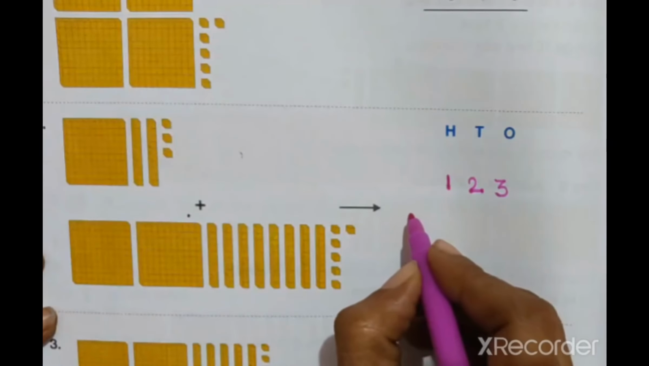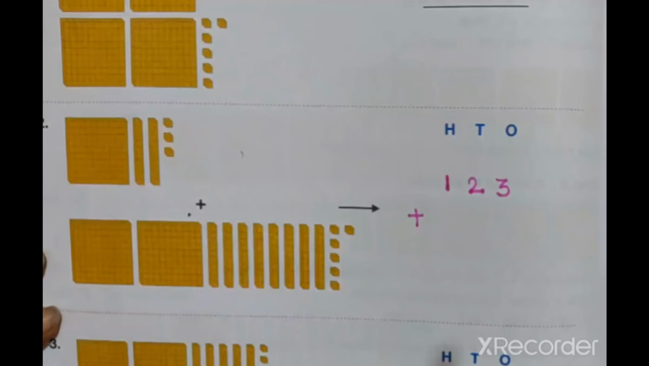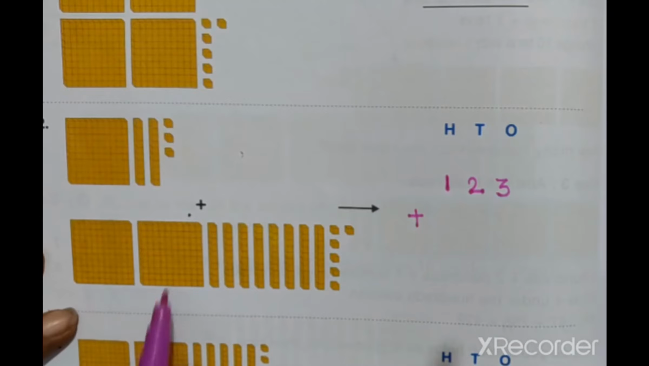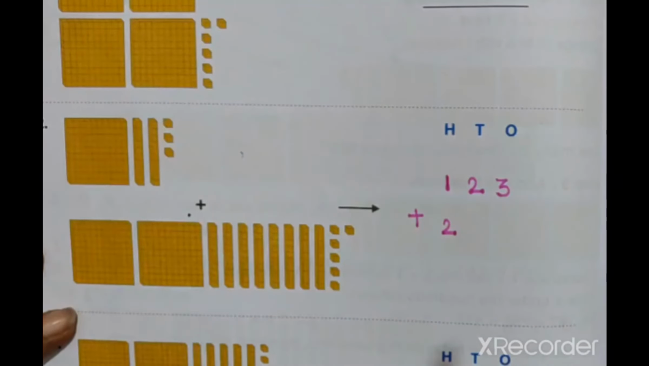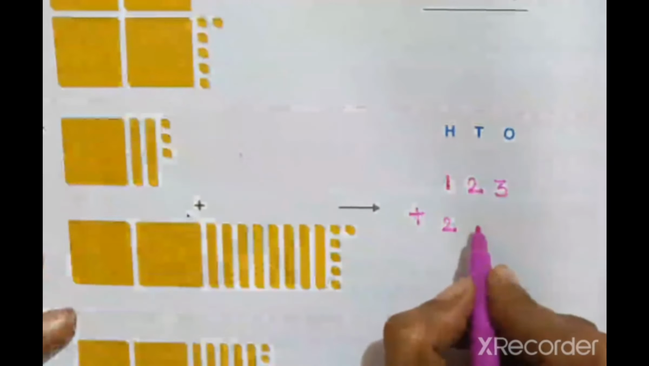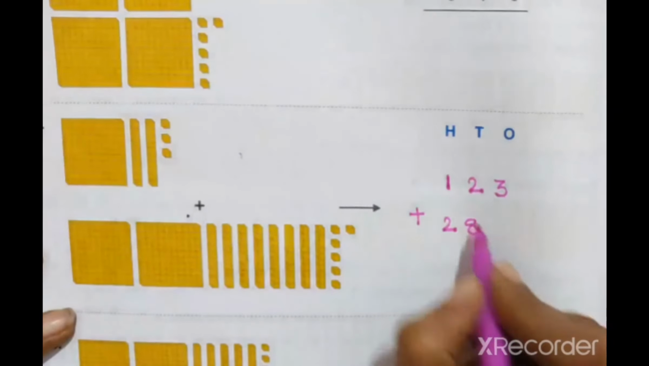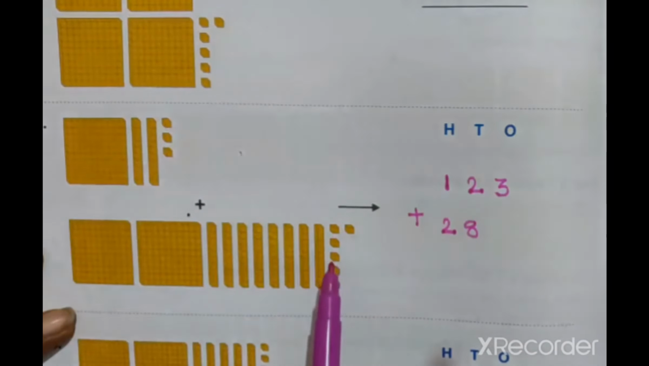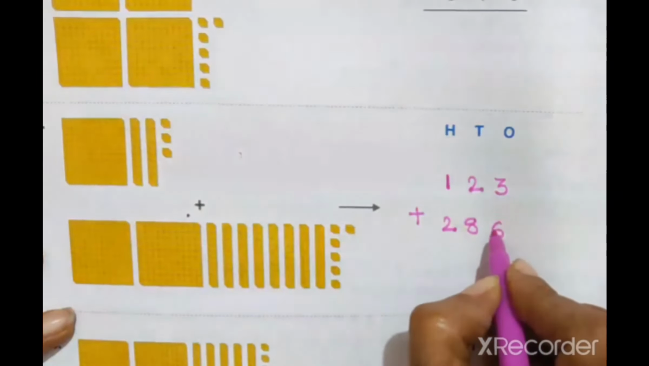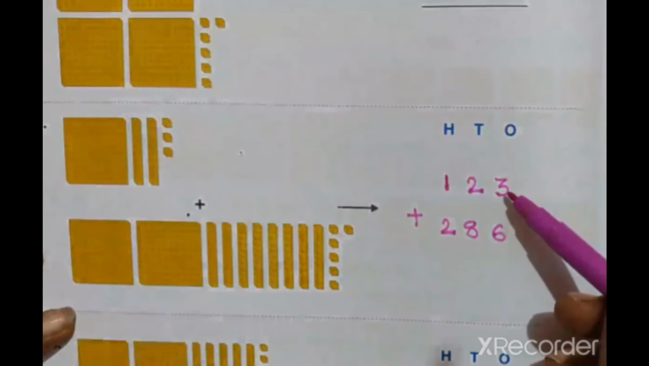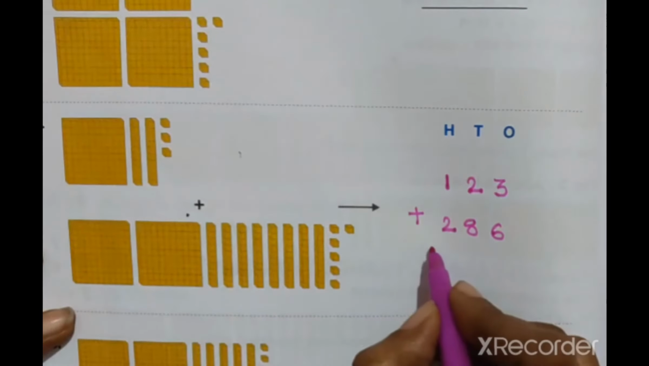Now we have to add this. So write here the addition sign. Then here 2 blocks of 100, so write here 2 in the hundreds column. Then here 8 blocks of tens, and 6 blocks of ones. Now we have to add these two numbers.